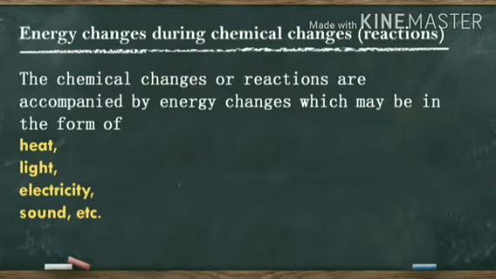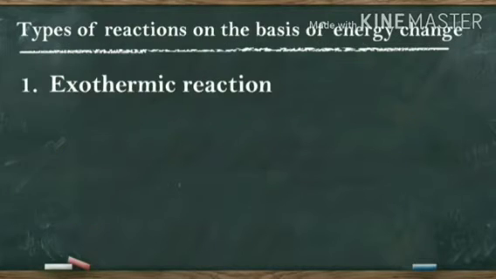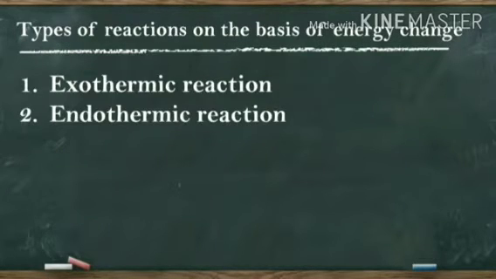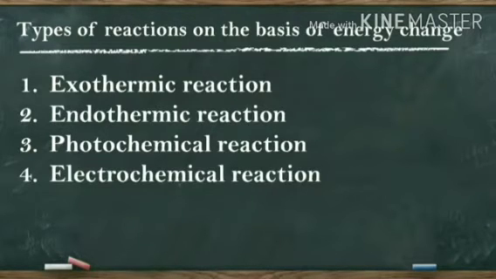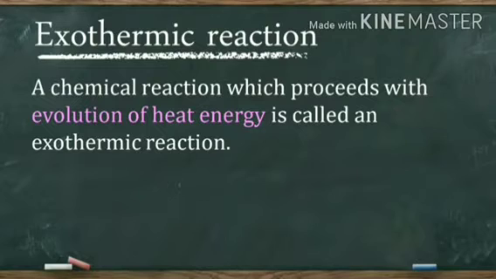On the basis of energy change, we have four types of reactions. These are exothermic reaction, endothermic reaction, photochemical reaction, and electrochemical reaction. First of all, we have exothermic reaction. During an exothermic reaction, heat is given out.